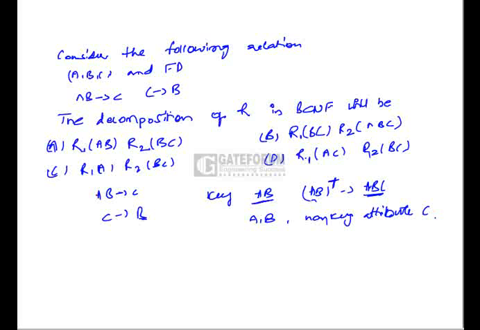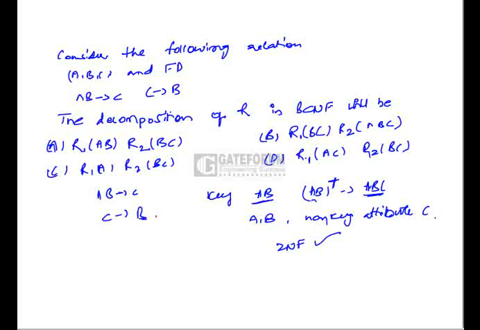The first FD is AB gives C. Here A and B are key attributes, so this is not a partial dependency. The second FD is C gives B. In C gives B, C is the non-key attribute and B is the key attribute. Hence, it is also not a partial dependency. Hence, the given relation is free from partial dependencies, so the given relation is in 2NF.